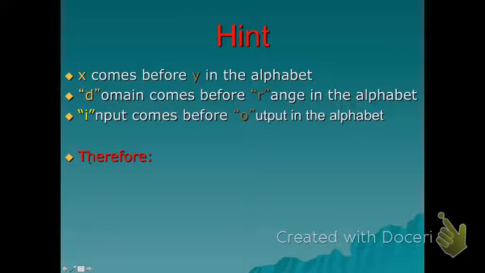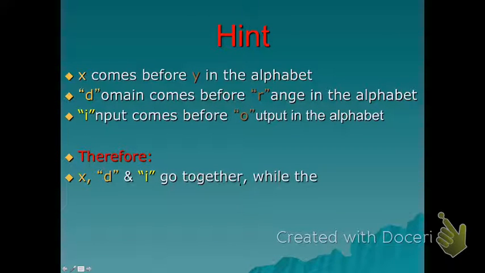the X, the D, and the I all go together, while the Y, the R, and the O go together. Okay? So the X value, the domain, and the input all go together. The Y value, the R for range, and the O for output all go together. Okay? So let's start finding the domain.